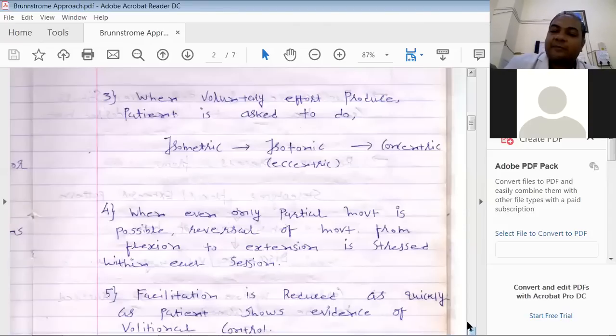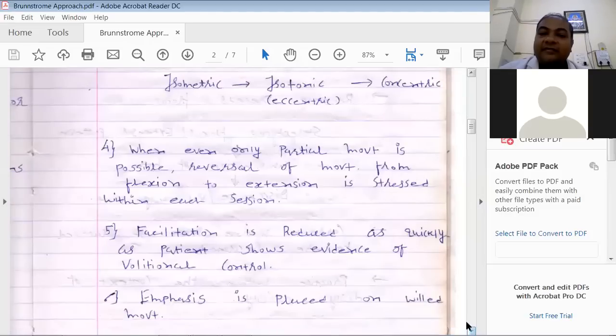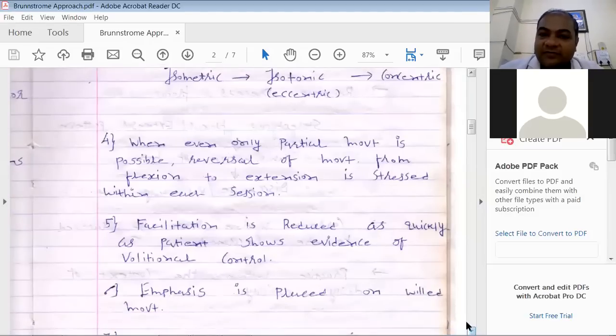First, when voluntary movement happens by using the reflexes, there may be minimum voluntary movement. Then start doing isometric exercise of the particular available voluntary movement muscle. Then eccentric exercise, isotonic in an eccentric way of the same muscles in the opposite direction, and then tell the patient to do the same movement in a concentric manner. Okay. And the fourth point, when even only partial movement is possible, reverse of the movement from flexion to extension is trained within each session.